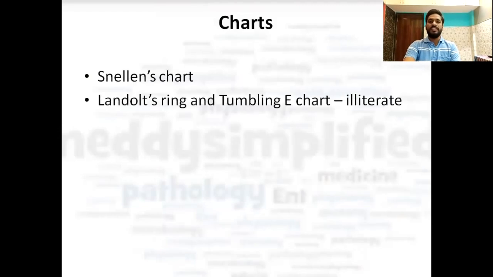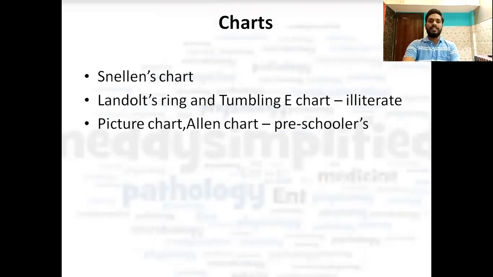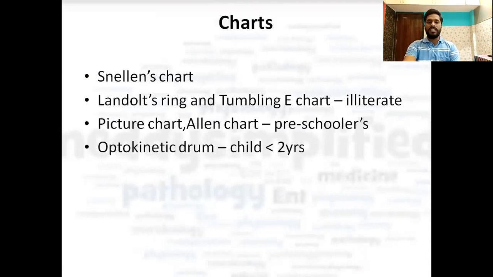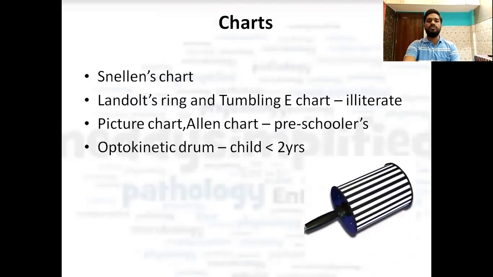Now, various charts, once again a summary. The Snellen chart is usually used for normal people. Then we have Landolt's ring and the tumbling E chart, which are for illiterate people. Then there are some picture charts, also known as the Allen chart, which is usually for preschoolers. And we have the optokinetic drum, which is usually for children less than 2 years old, and it is used to check for nystagmus in the child.